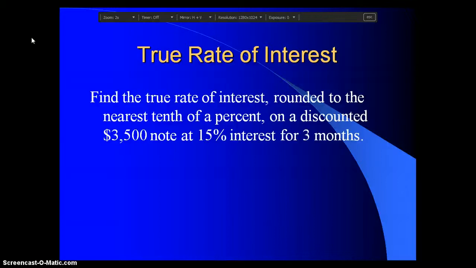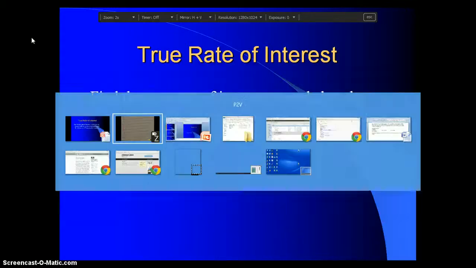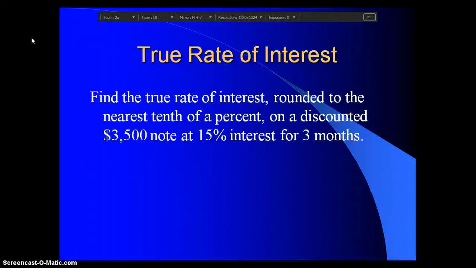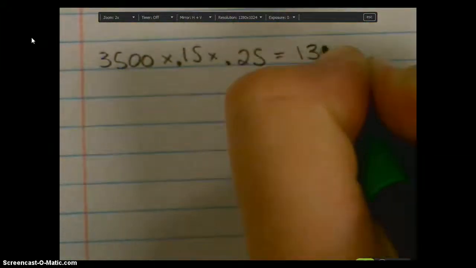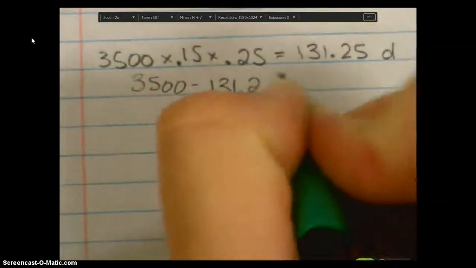This is going to be super easy. This is based off of our previous example, our first example that we worked through. We've already figured out from our previous example that our discount is $131.25. We did that because of our proceeds of $3,500 times our 15% times our time, which was a quarter.